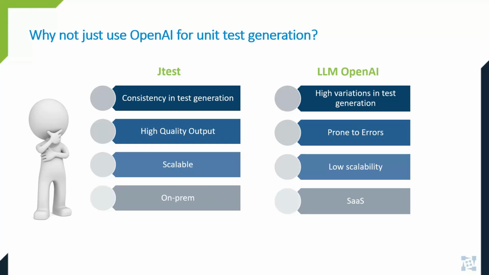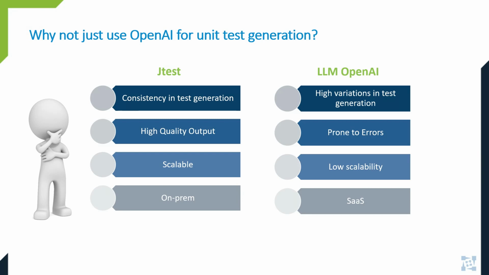Now, why not just use OpenAI for unit test generation? Let's do a quick comparison between JTest AI unit testing and just using LLM OpenAI on its own. JTest provides highly consistent test generation, where just using the LLM OpenAI on its own suffers from high variation in test creation. You can ask it to generate a test multiple times with the same requirements input, and you're going to get sometimes different results each time the test is generated.